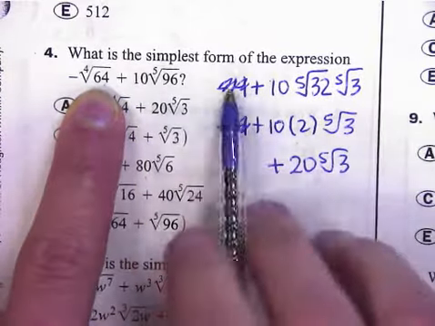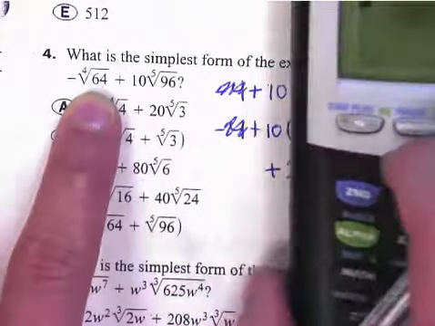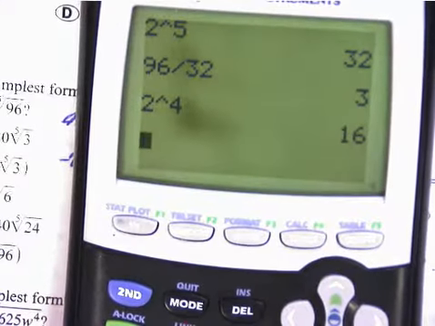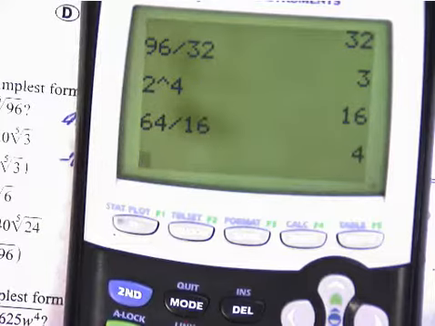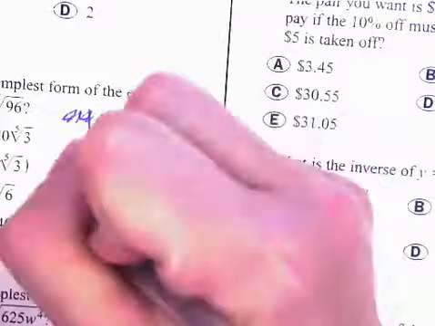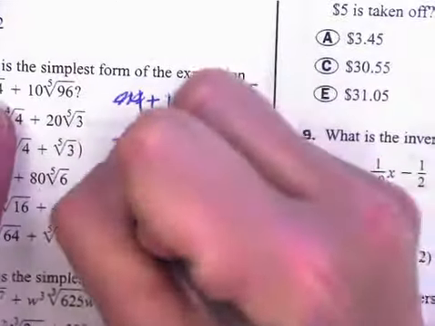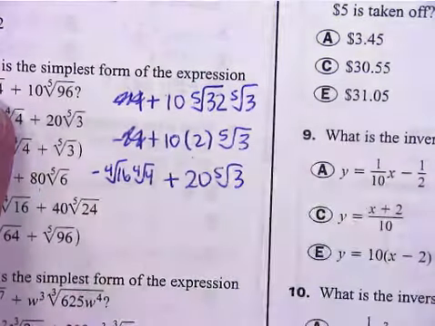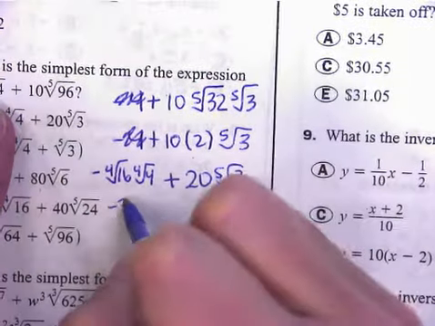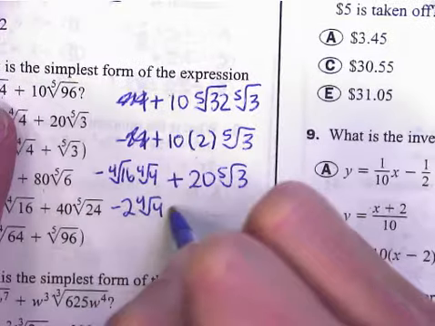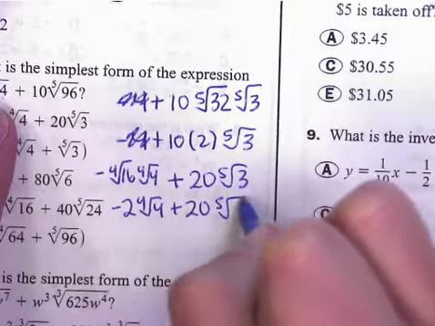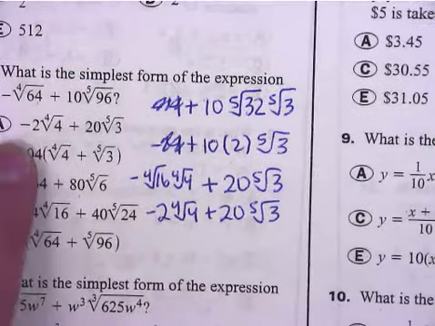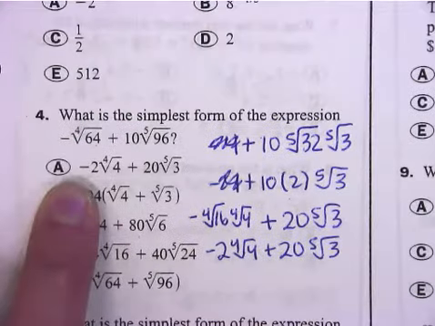And then on this side, you're right, because 2 to the 4th is 16, and 64 divided by 16 is 4. So I have to break it up as negative 16, 4th root of 4. Thank you, though. And then here I've got negative 2 4th roots of 4 plus 20 5th roots of 3. Sure enough, that's A.